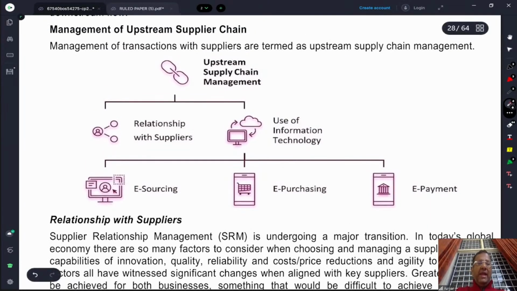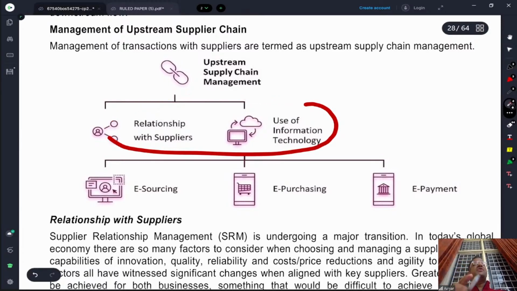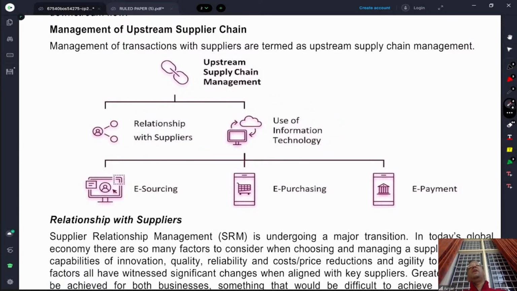Now, how to manage: the topic heading is supply chain management. How to manage the upstream flow. So there are two bifurcations again: relationship with supplier and use of information technology. Both have to be used simultaneously to manage the upstream supply chain management.